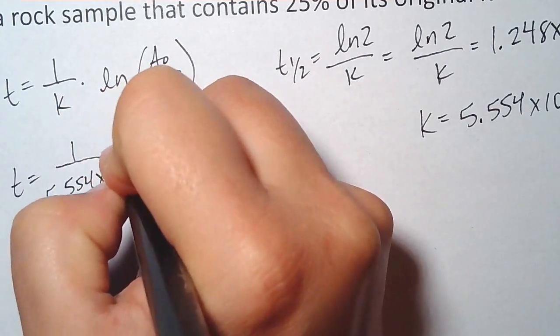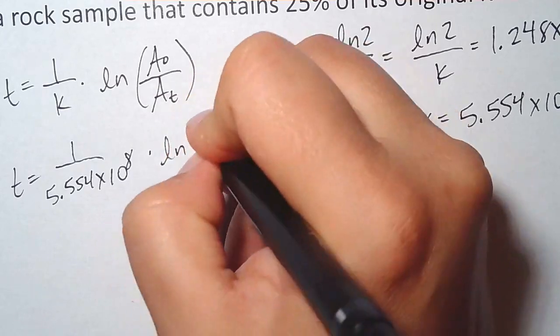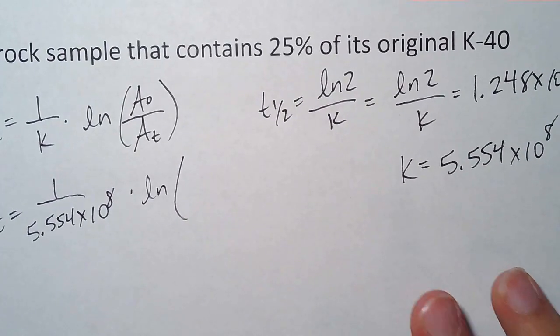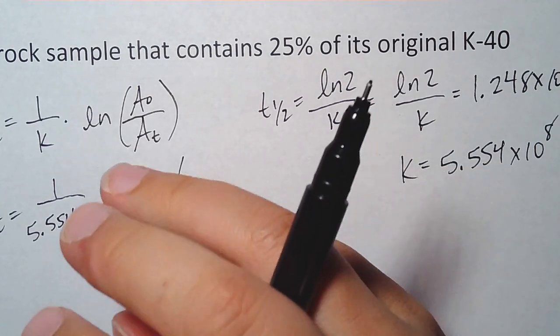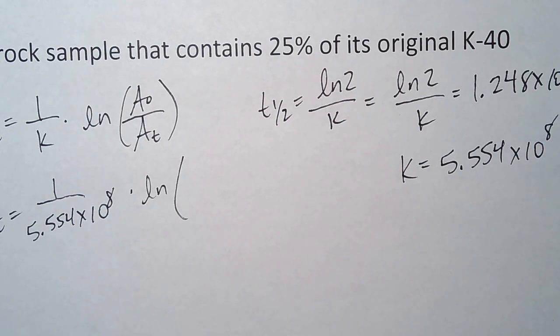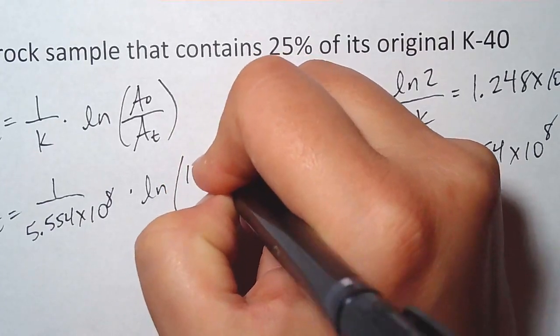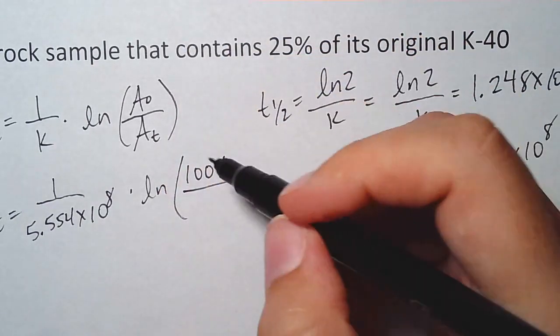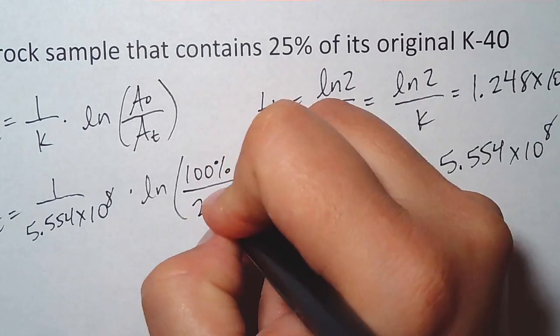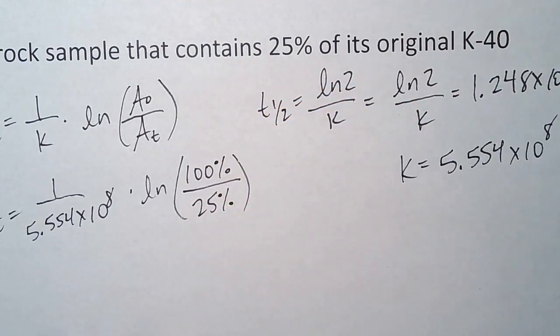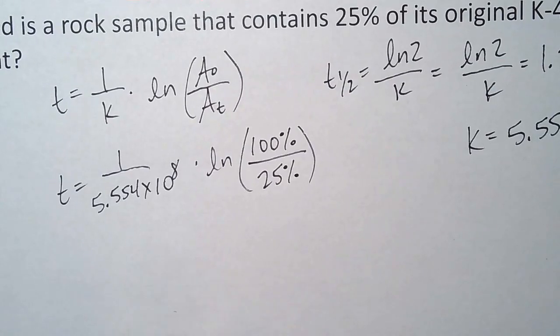Alright, so here's where we have to think about our percentages. So our living percentage is going to be 100%. Okay, living is kind of a relative term here. We're talking about rock samples, but we're talking about modern or contemporary that keeps getting replenished. Our dead sample is 25% of that. Alright, so we're going to put that on the bottom. So now we can solve.